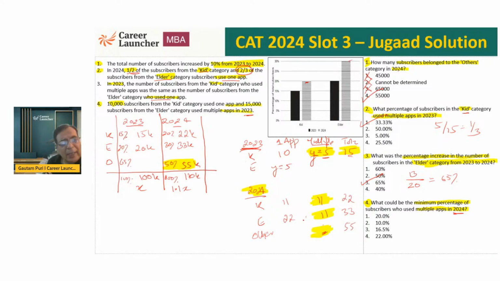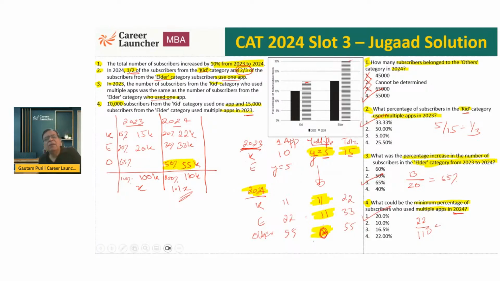Now, nowhere have we been given others. All 4 statements we have gone through, and there's no information about others. When you look at statements 1, 2, 3, 4, none of them give me anything about others in 2024, single app or multiple app. And what does the question say? Minimum percentage. If I want the minimum percentage of multiple apps for 2024, then what will I do? I'll assume this is 0, and all the 55K people in the others category will use only a single app. So what is the minimum going to be? 22,000. We want the percentage: 22,000 upon 110,000, which is 1/5 or 20%.